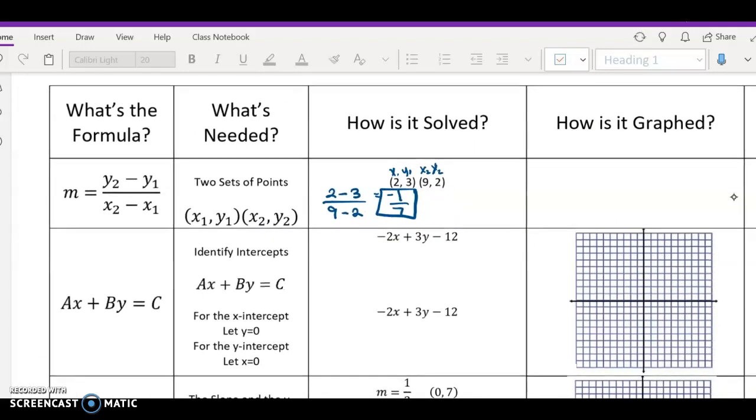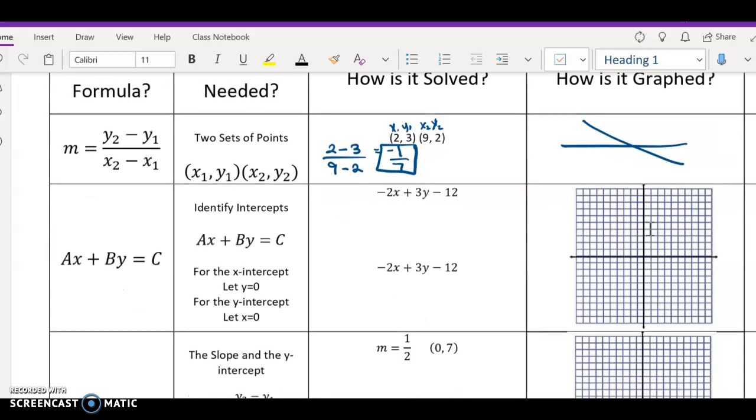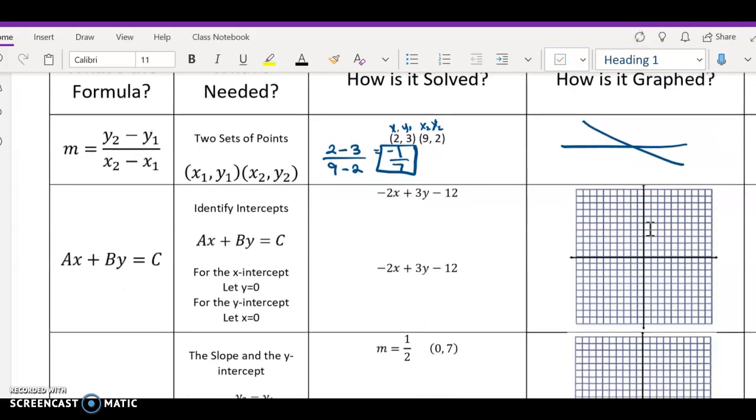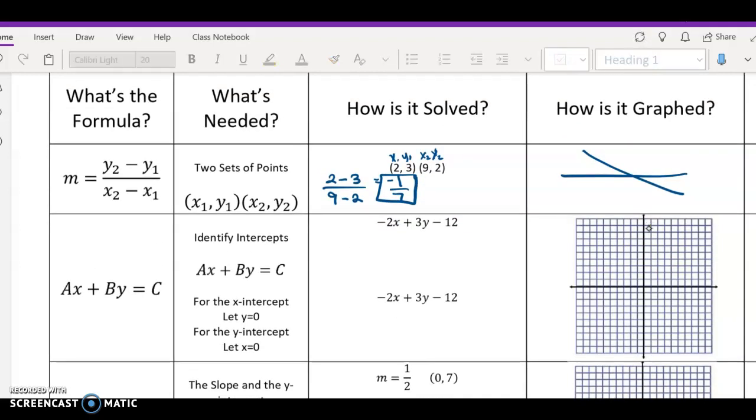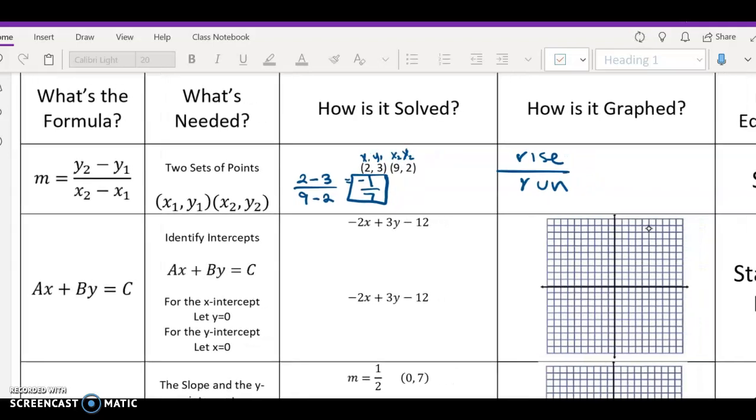We can't graph this without a y-intercept. So because we don't have a y-intercept, there is no graph for it. But when we do graph it, and we do have a y-intercept, we use rise over run. So that might be helpful to also write down.